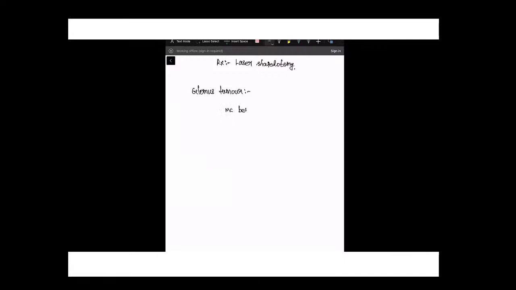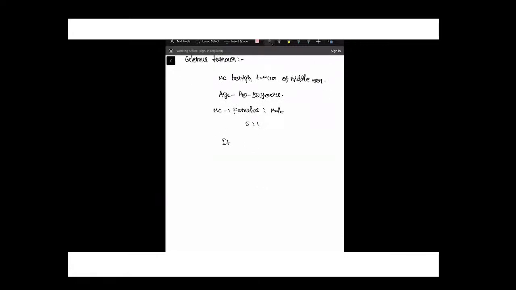Most common benign tumor of the middle ear, age 40 to 50 years. This is also most common in females. Female to male ratio is about 5:1.